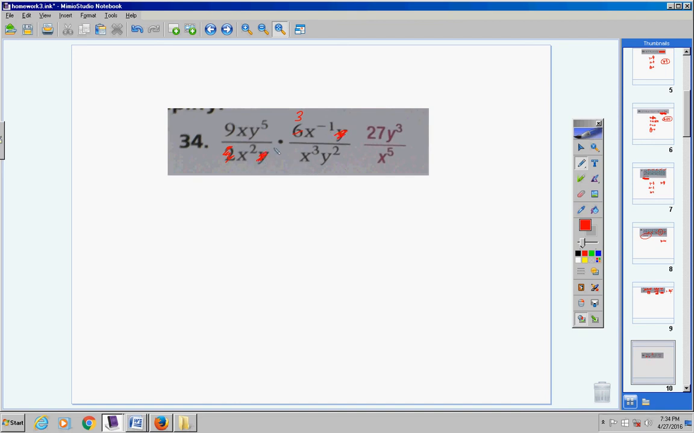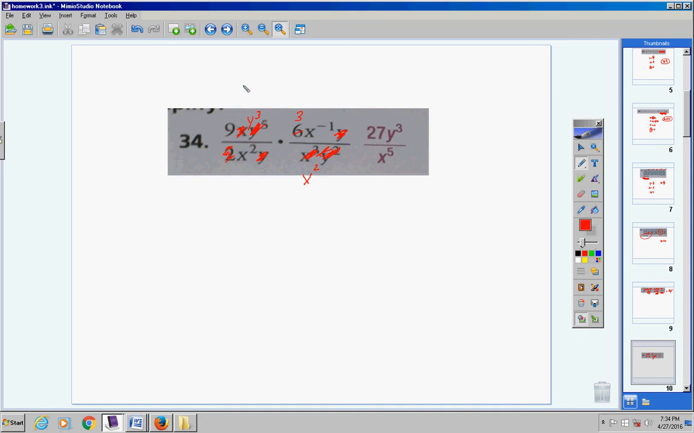Let's go this way now. I've got 3 x's and 1 x. So take 1 x away, leaves me with 2 x's. I've got 2 y's and 5 y's. Take 2 y's away, I'm left with y to the third. And it's really about all I can see. If I'm missing anything, it really doesn't matter because we can reduce our answer later.